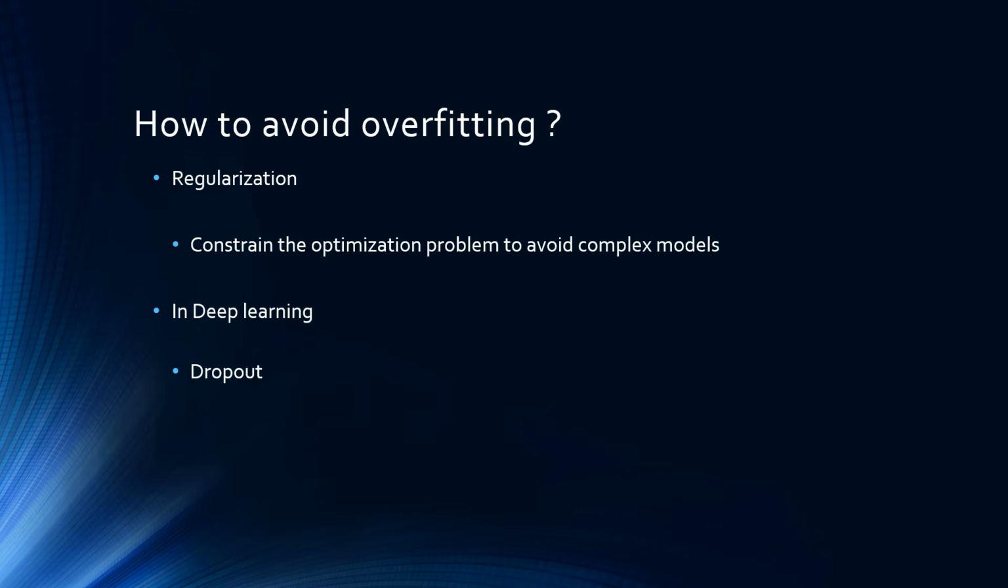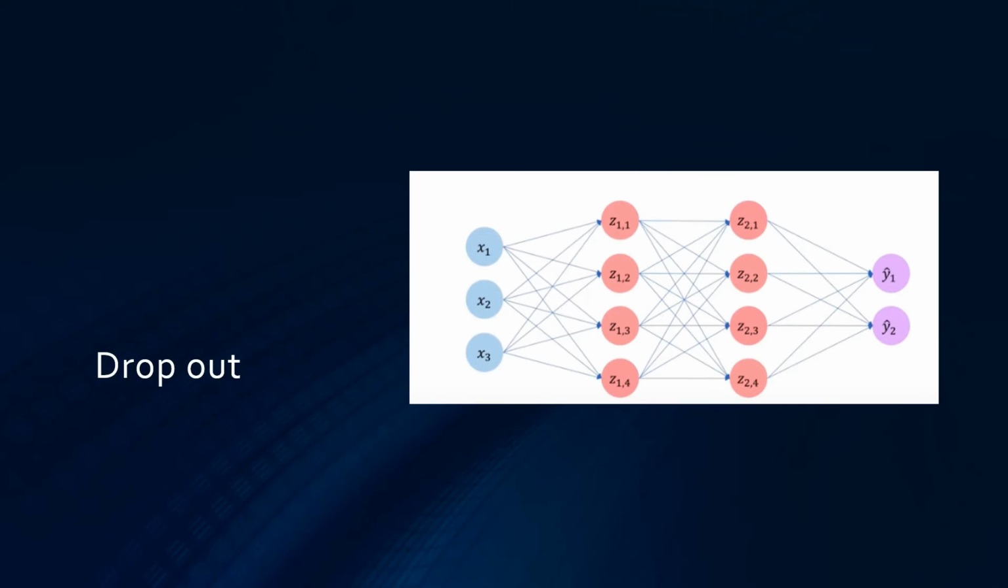But in deep learning, in order to do this regularization, what we are going to do is use a technique called dropout. So let's understand this technique dropout using a simple neural network. So let's say our neural network is like this, where we have this input layer and we have this output layer, and also we have these hidden layers.